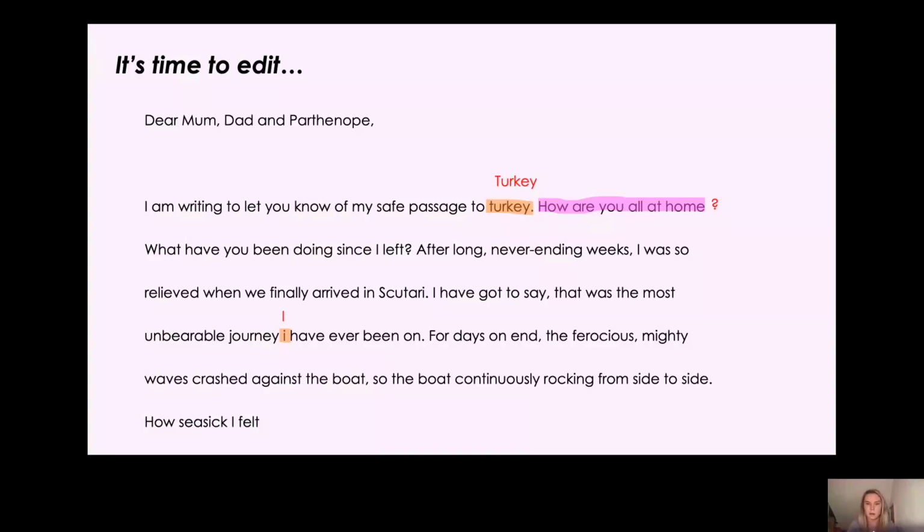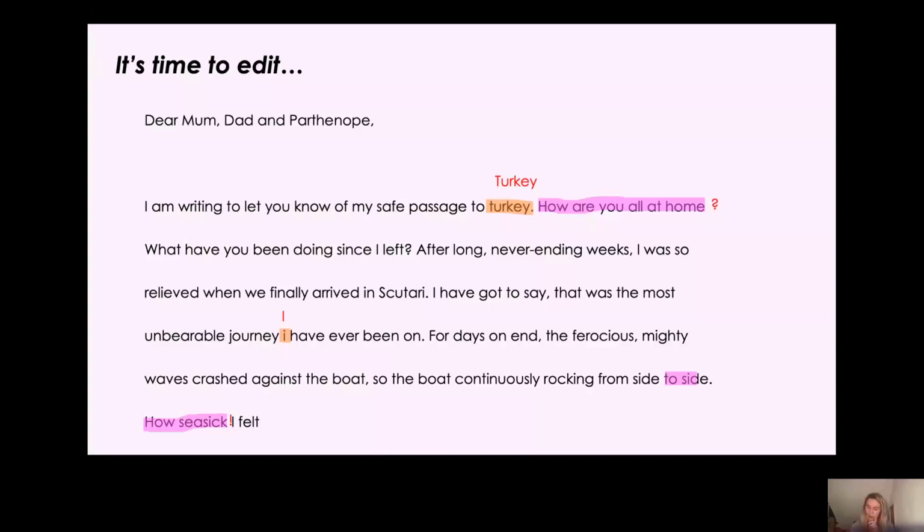How seasick I felt. What have I forgotten at the end here? With an exclamation sentence, what do we need? Yes, with an exclamation sentence, we need an exclamation mark. Oh, I put it in the wrong place. It needs to be after felt, doesn't it? Don't know what happened there. So now it is your turn. I would like to pause the video and check for all of your punctuation.